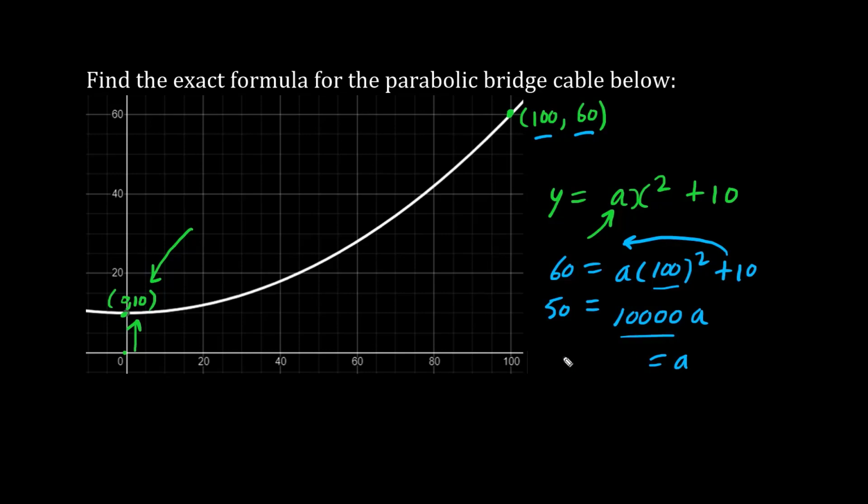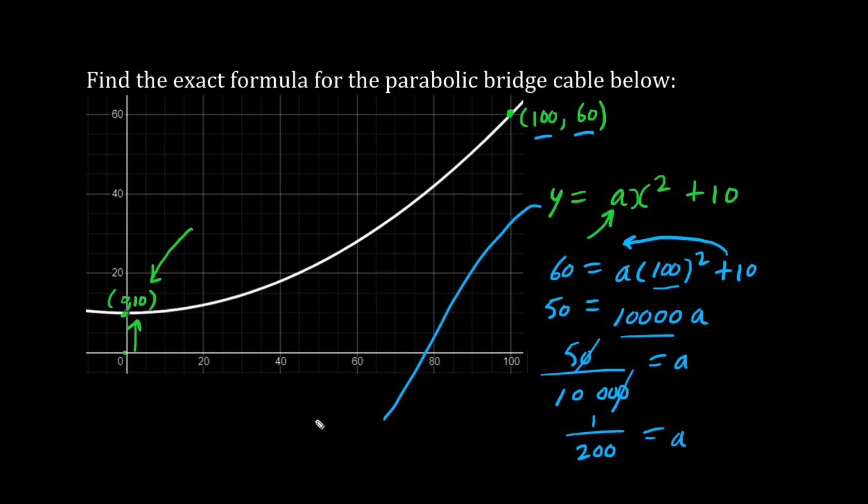Dividing both sides by the coefficient, we have 50 over 10,000. These zeros cancel. And when we divide top and bottom by 5, we get 1 over 200 as our a value. Thus, the equation is y equals 1 over 200 x squared plus 10. This parabola is compressed by a lot.